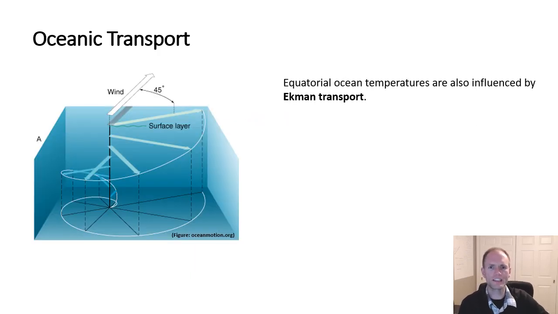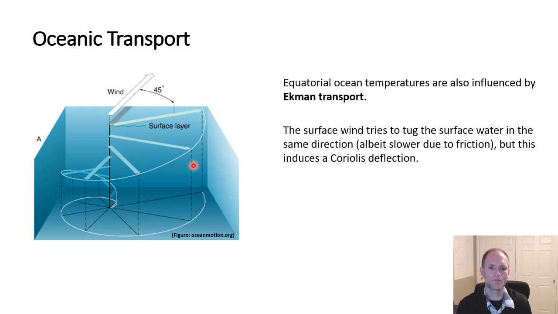But there's a second and perhaps more important yet more complicated factor that influences ocean temperatures along the equator. Not just the difference between the eastern and the western portions of the basin, but all along the equator. And this is known as Oceanic Transport. So I have a complicated diagram here at left, but we're going to step through this in pieces to help make sense of it.